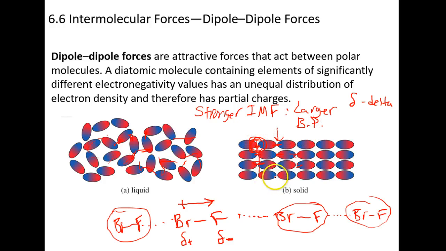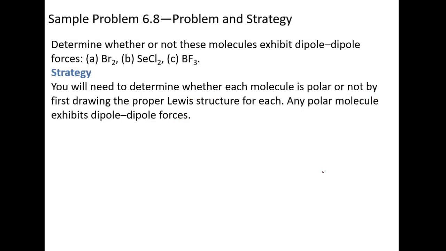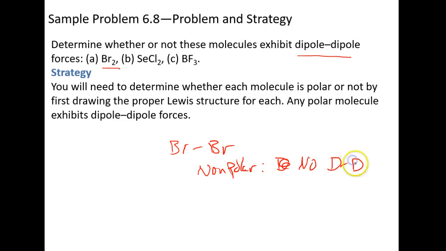Okay, so this is what a dipole-dipole force is. It's between polar molecules or polar bonds, and you have this alternating positive and negative force to each other. Okay, so determine whether or not these molecules will have dipole-dipole moments. Okay, so let's talk about bromine. You have a bromine attached to a bromine. Well, first of all, is this polar or nonpolar? This is a nonpolar molecule. So right off the bat, I can tell you that this does not have a dipole-dipole. Okay, so no dipole-dipole force.